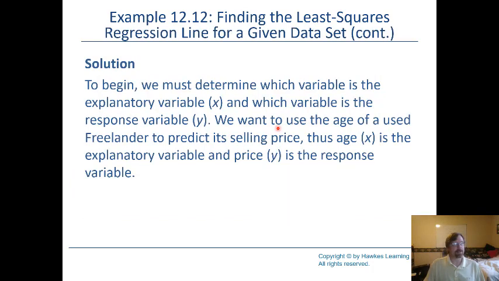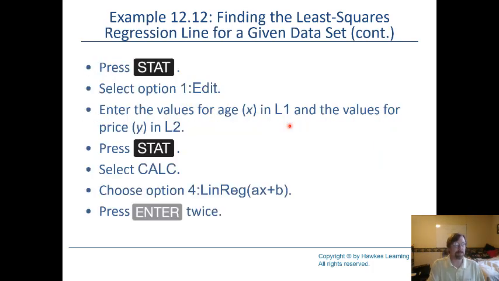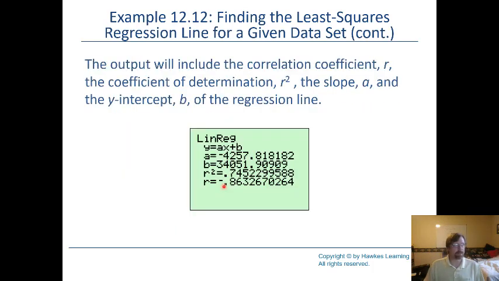All right, so our explanatory variable and response variable, we want to use the age. We've been upfront about that to predict the selling price. So age is the explanatory variable, selling price needs to be the response variable. All right, we can set this up in the calculator. Put age in L1, price in L2. Tell it we're calculating a linear regression. Hit enter, and there is our correlation coefficient, right?